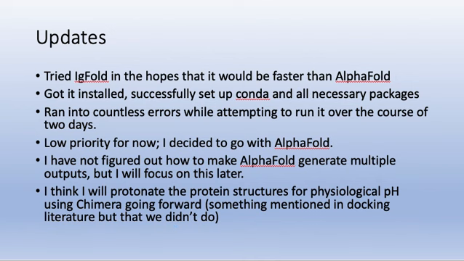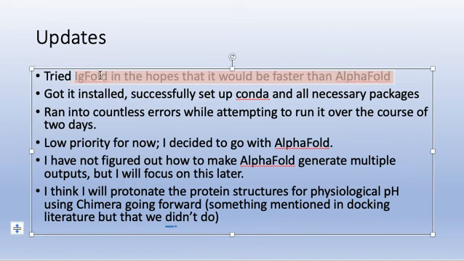So, most recently, I would say Thursday, Friday, and the better part of Saturday, I tried IgFold in the hopes that it would be faster than AlphaFold, but I ran into a ton of issues getting it to run. I installed Conda, which was necessary for all the packages. I installed all the packages: IgFold, OpenMM, AbNumber. All of those were installed successfully, but I ran into countless errors along the way, and I couldn't actually get IgFold to run due to a segmentation fault or something like that.